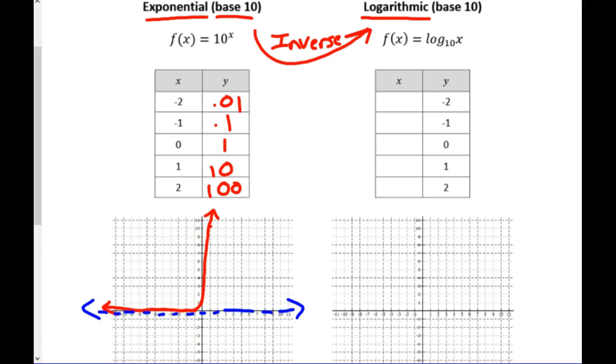All right? So what do I do with this table to get the inverse? What do I always do to get an inverse? Switch the order, flip it around. So can everybody flip this table around? Right? So let's do that. 0.01 right here. 0.1, 1, 10, 100.